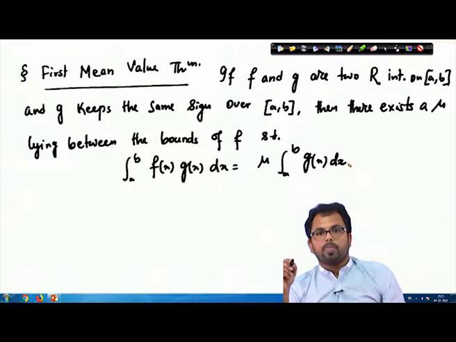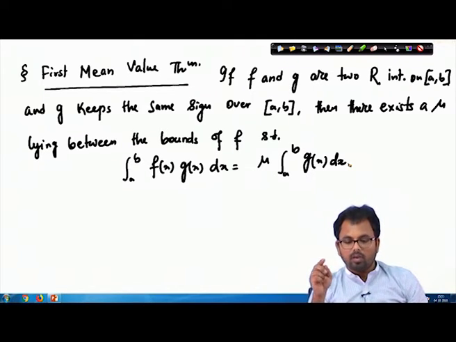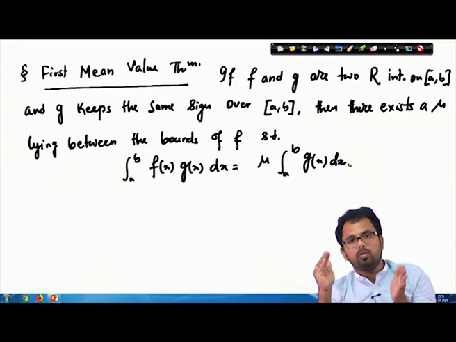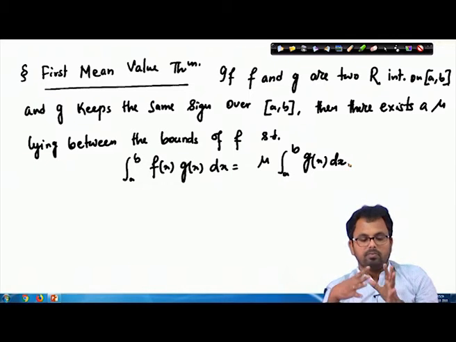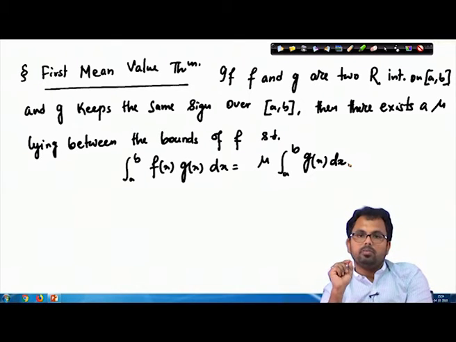So this is the first mean value theorem, which says that if you have two Riemann integrable functions f and g, and the function g keeps the same sign over the interval A to B, then you have a value mu lying between the lower bound and upper bound of the function f. The function f is assumed to be bounded because it is Riemann integrable, and this mu can be anywhere between the lower bound and upper bound. Then the integral from A to B of f(x)g(x) dx is equal to mu times the integral from A to B of g(x) dx, and this is our first mean value theorem.